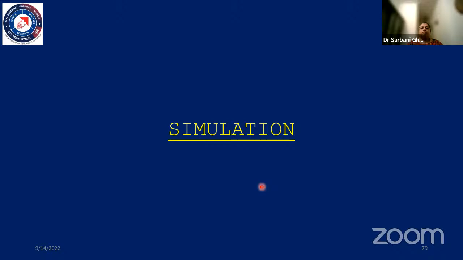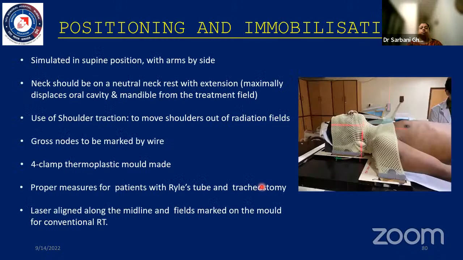Coming to the simulation process, most of us tend to use a 4 clamp or a 5 clamp thermoplastic device. Patients are usually positioned in the supine position. We use 3 lasers for alignment. The neck is usually in the neutral position, but for certain techniques for early glottic cancer, like the 2 anterior obliques, you may need hyperextension at the neck.